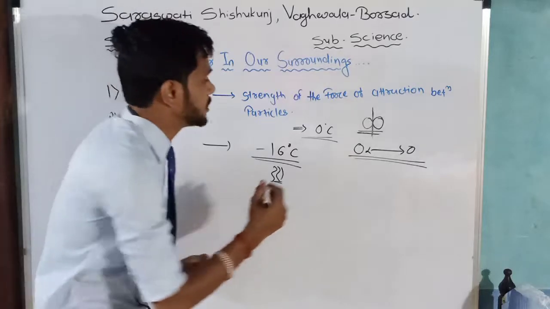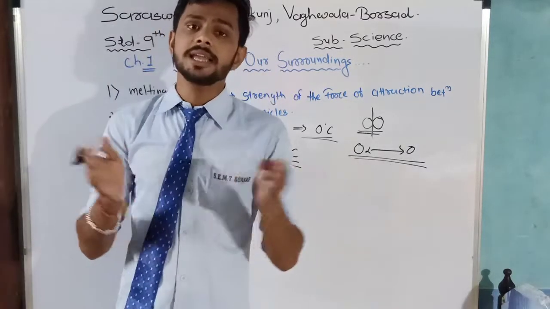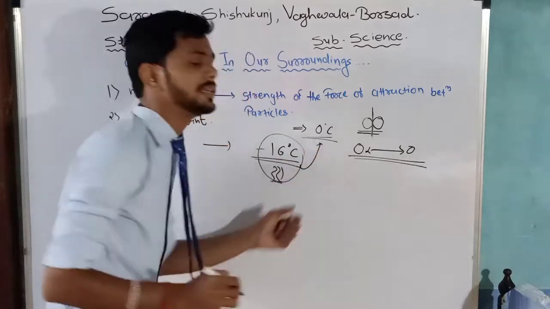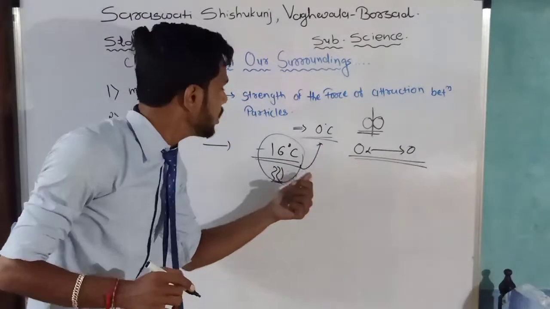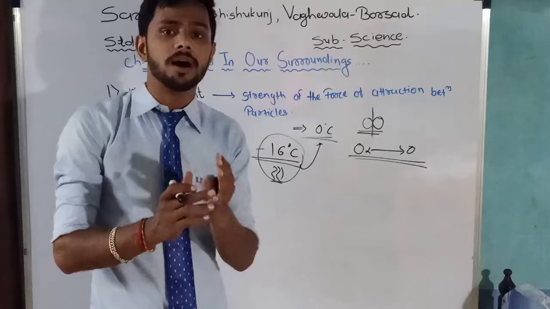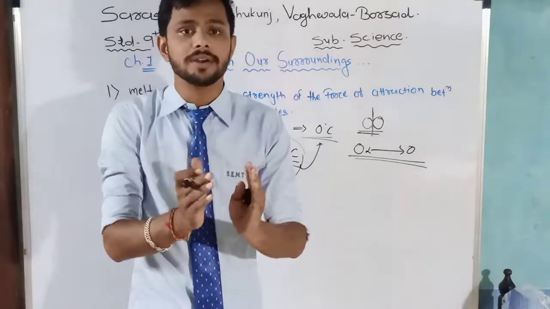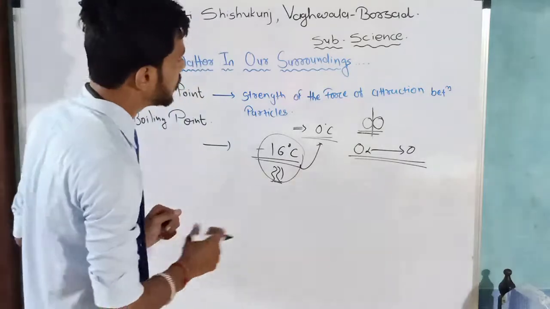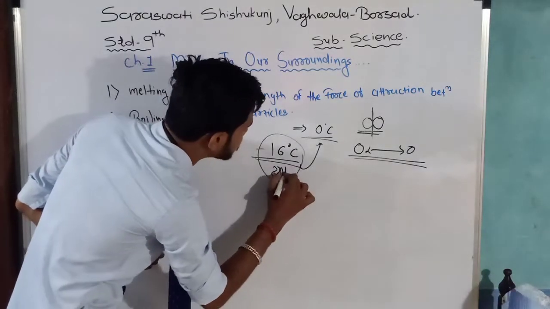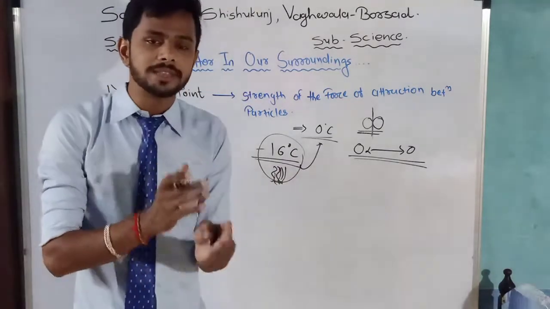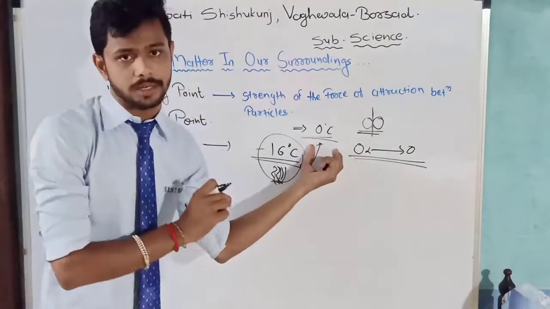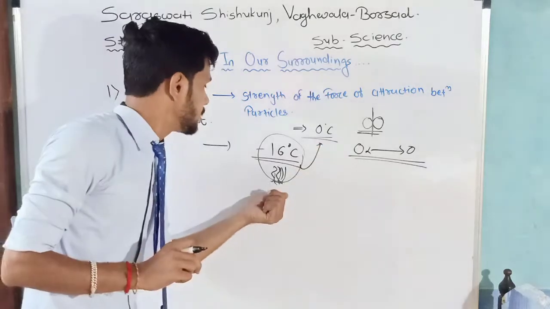But at that temperature there is no change in the ice. But as the temperature reaches 0 degrees Celsius, our ice starts to convert from solid state to the liquid state. Now what happened? Now again you increase the temperature, but you will observe that the temperature remains constant at 0 degrees Celsius.